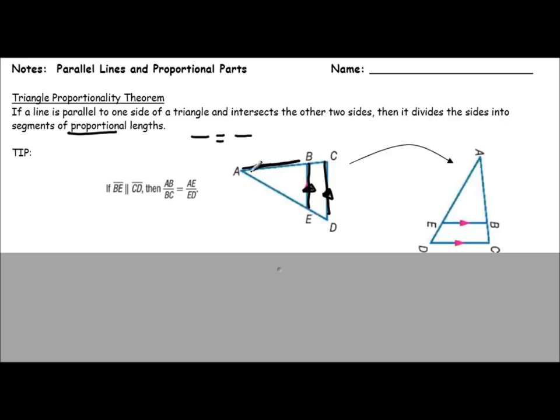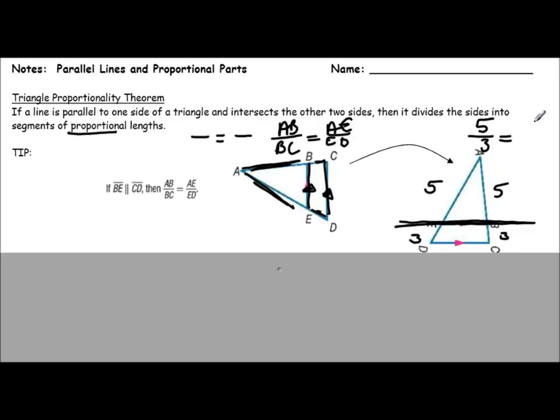So we can say AB over BC equals AE over ED. The way I look at it is I see this segment here as a fraction bar. So let's say I had 5 over here, 3 here, 5 here, 3 here. I could set up the proportion 5 over 3 equal to 5 over 3. Think of this as your fraction bar. It helps you to set up your fractions.